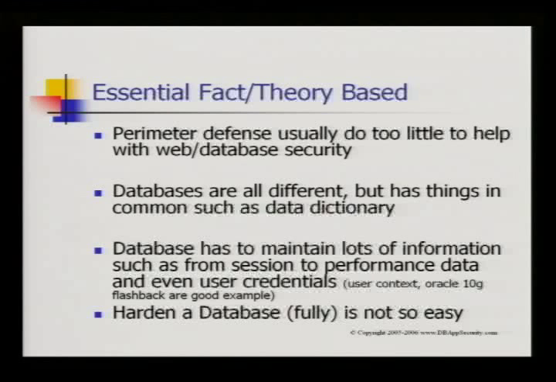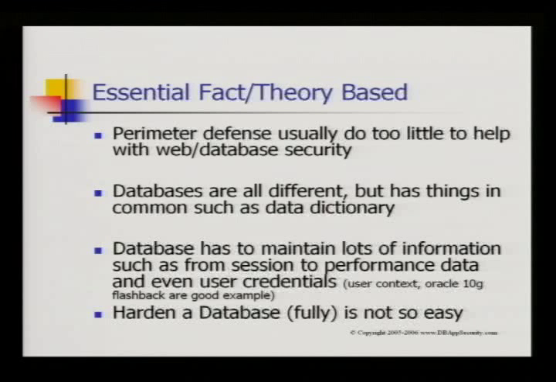So what's the essential fact? Basically, first, parameter defense is just not enough, right? With web-based and database security, databases all have different vulnerabilities and different designs, but there are many things in common, which I will describe later. And a database has to maintain a lot of information in the backend. The cooler the database is, the more information you can gain. For example, Oracle 10G's flashback is a good example.